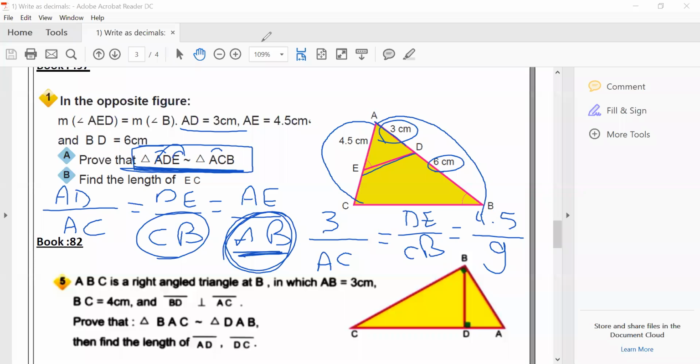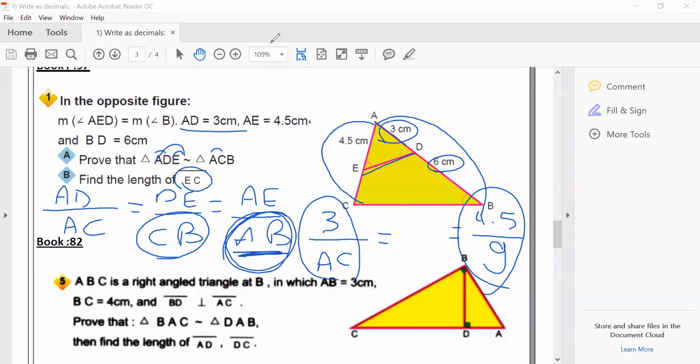Can you get DE or BC? No, because nothing is given here. So I don't need this, I can remove it. Now, what can I get? Notice, he wants EC. But from the proportional sides, I couldn't get it in one step.